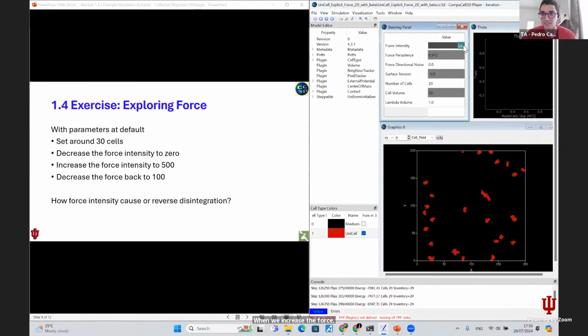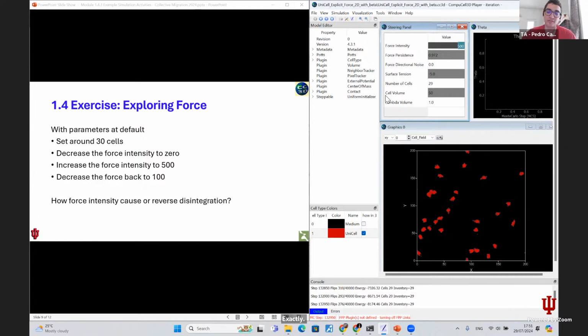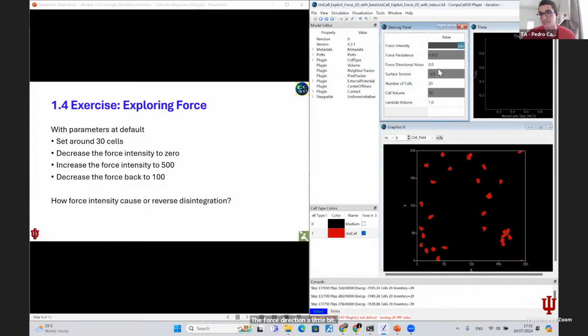You don't need to answer now, but it's an important interaction in CompuCell. Yes, it overcomes all other forces in the simulation. Exactly. And even having some co-alignment in the simulation, because we have some fluctuations, the fluctuations will eventually change the force direction a little bit. And then eventually the cells will fall apart. The clusters will fall apart.